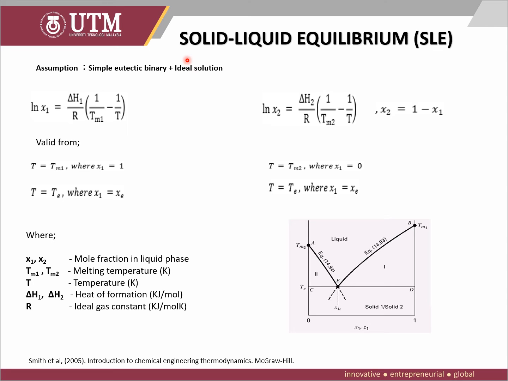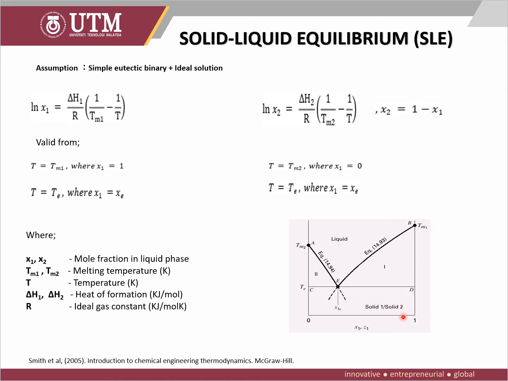Firstly, the solid-liquid equilibrium for the binary system of phenol and pyrene was calculated using the two following equations, which are given by x1, x2, which is the mole fraction in liquid phase, Tm1 and Tm2, which is the melting temperature of phenol and pyrene respectively, and H1 and H2 is the heat of fusion. Since we assume that the binary system of phenol and pyrene to be a simple eutectic binary and an ideal solution, the activity of the mixture is given by the mole fraction in liquid phase, which is x1 and x2.